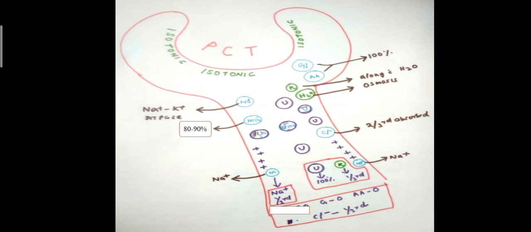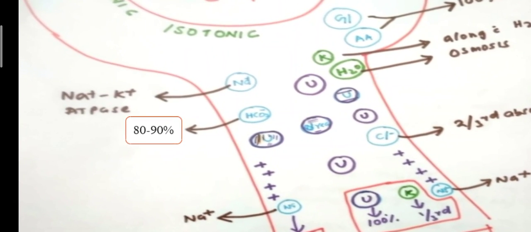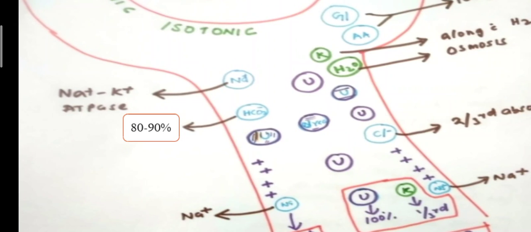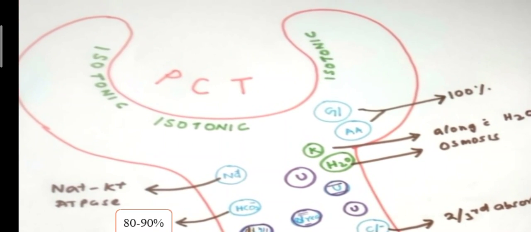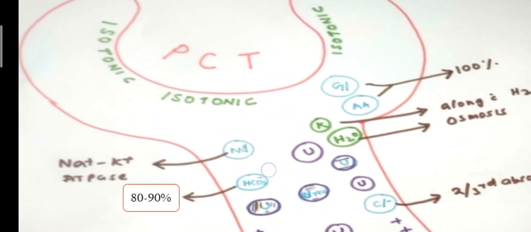So for a substance to be reabsorbed, it must first be transported across the tubular epithelial membrane into the renal interstitial fluid. Then through the peritubular capillary membrane back into the blood. So here you can see the proximal convoluted tubule. This is the most important part of the nephron as it absorbs 67% of the filtered water, potassium, sodium, chloride, HCO3 and almost all the filtered glucose and amino acid.